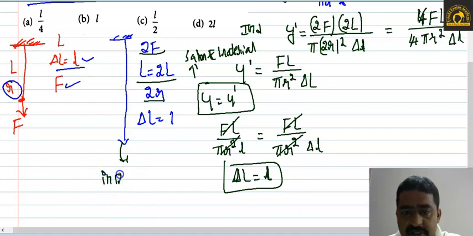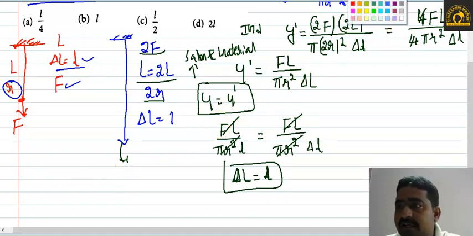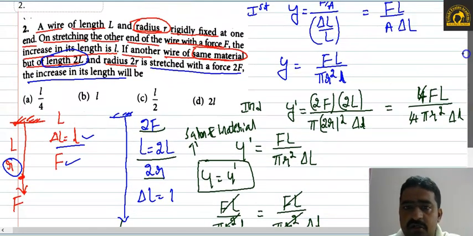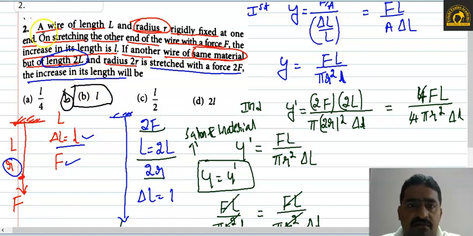So the increase in the length, delta L, is equal to l. Which option is right? Option B matches this solution. This is the right answer for the second question.